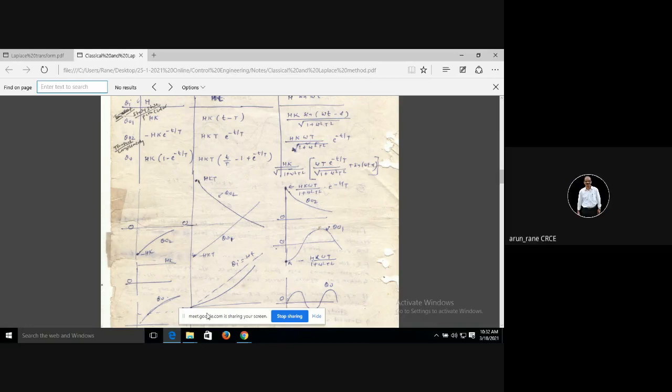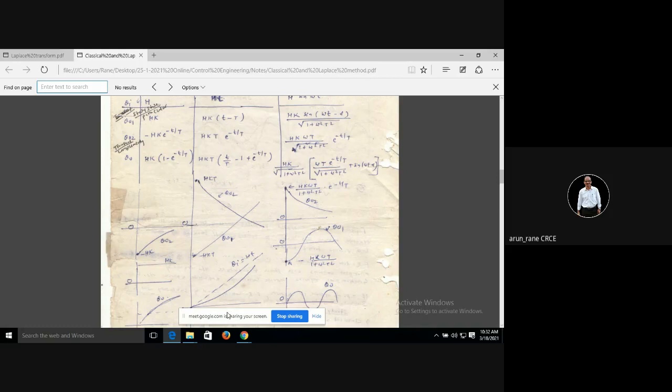Correct. And my output is this, isn't it? Output is given by this equation, and input is theta I is equal to ht, that is y is equal to mx. So at any given time t, you can find out the error.